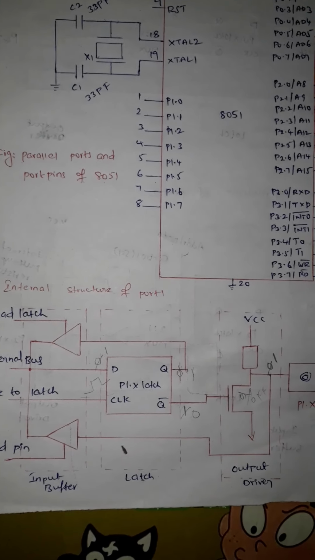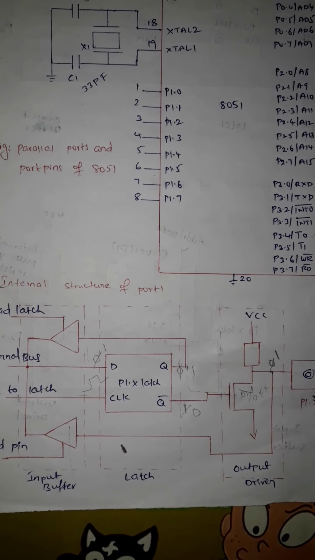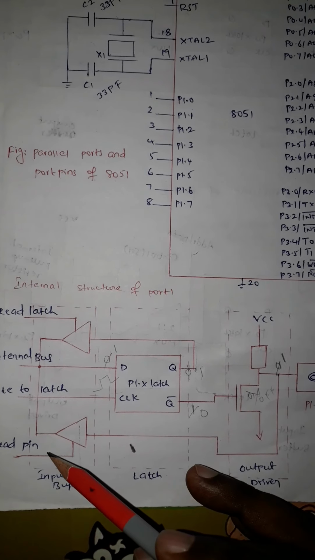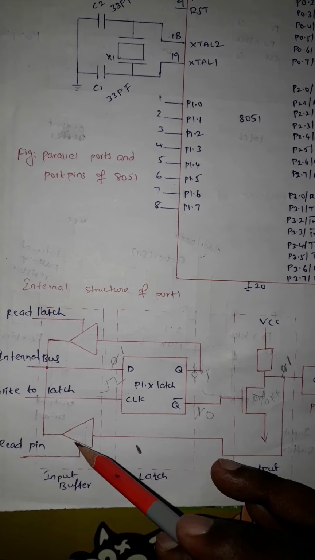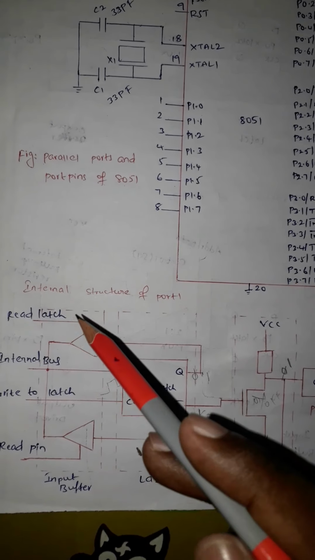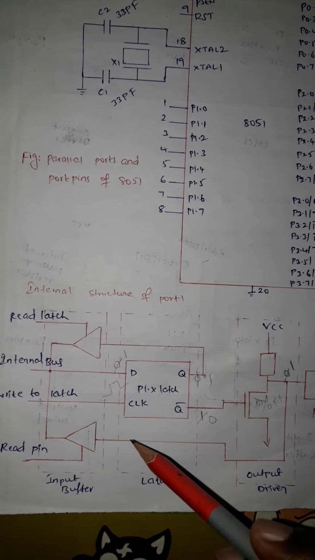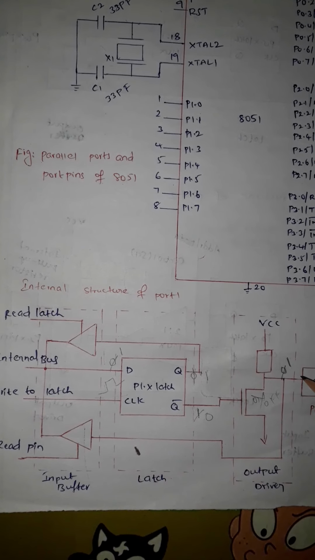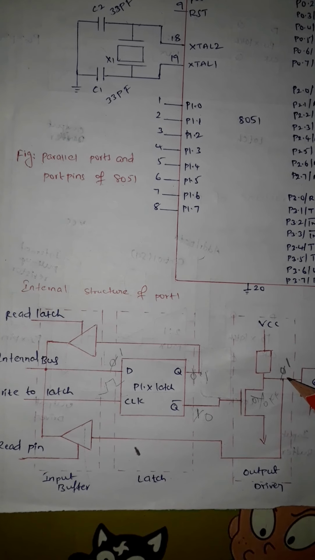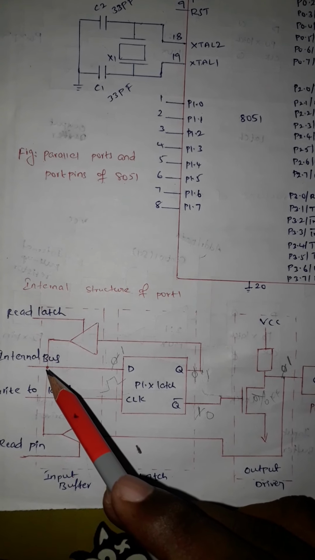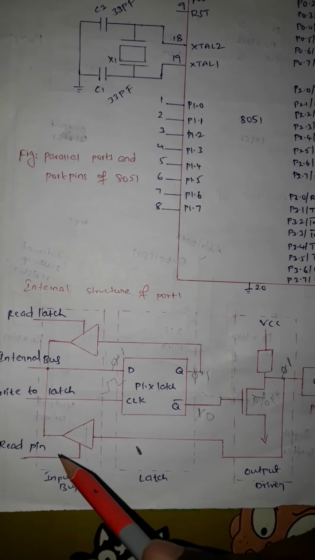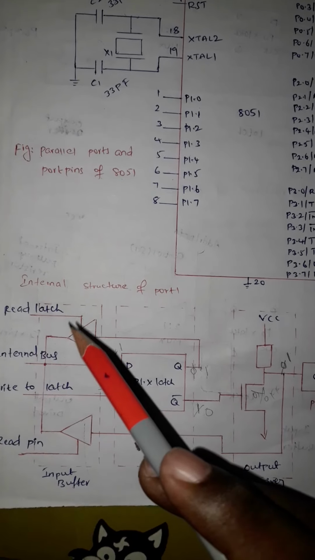Whereas if you want to read the port pin value, then this read pin is made high. If the read pin is made high and the read latch pin is made low, then it allows you to read the value at the output port pin. So the port pin value is read and placed over the internal data bus when the read pin is high and the read latch pin is low.